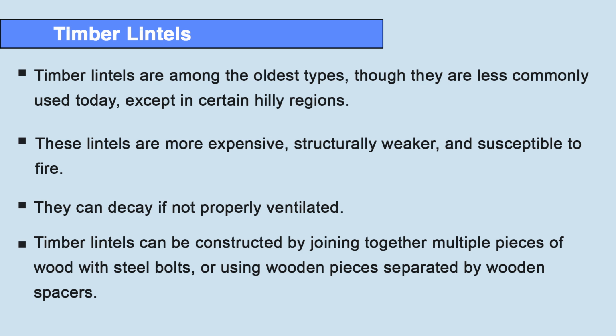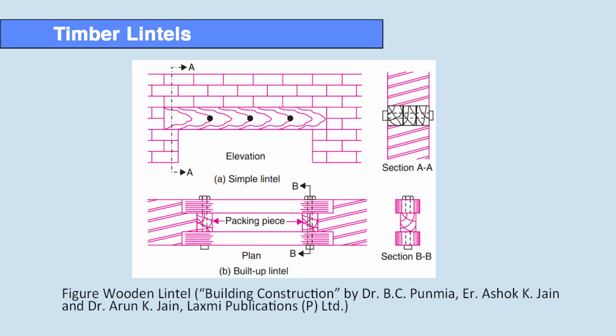Timber lintels can be constructed by joining together multiple pieces of wood with steel bolts or by using wooden pieces separated by wooden spacers. To enhance their strength, mild steel plates are sometimes added to the top as well as bottom of the timber lintel. In this type of arrangement, the strength is enhanced and it is known as a flitched lintel.